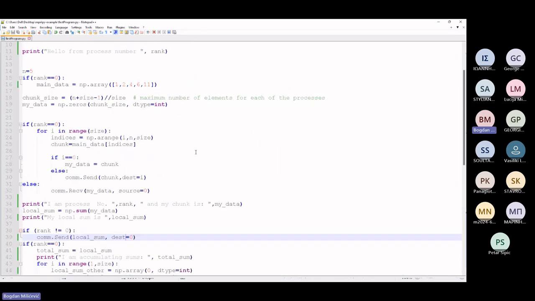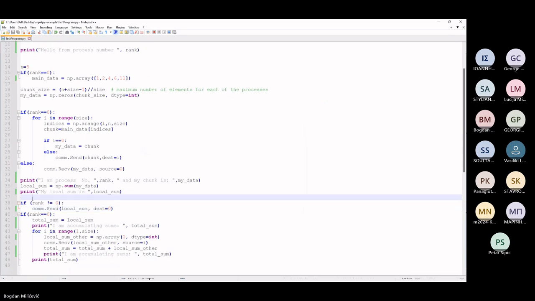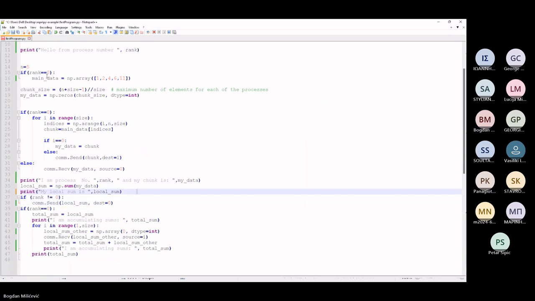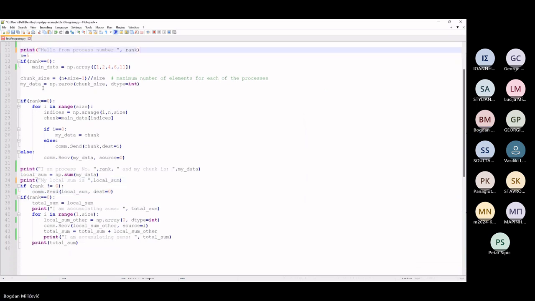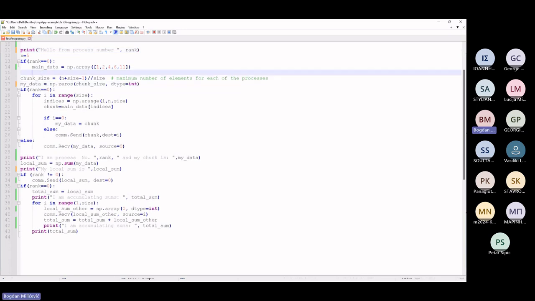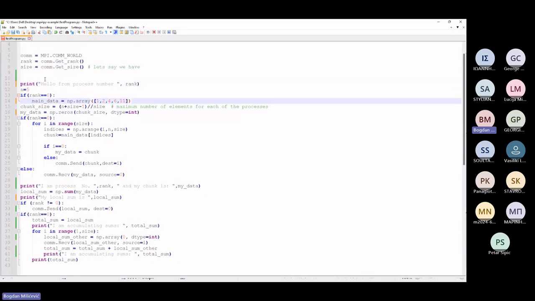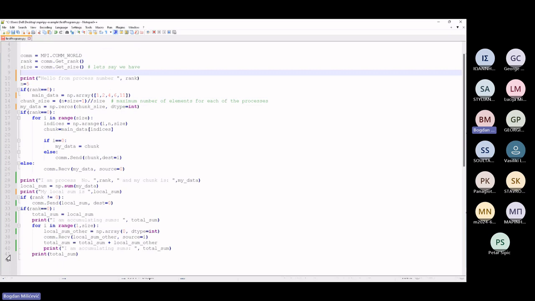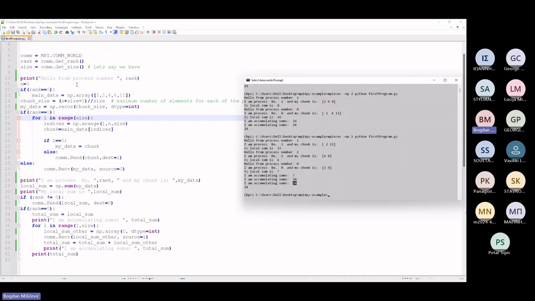Maybe I should zoom out a little bit so you can see all of the printing statements in code while looking at the output. I think you can see this clearly enough. If not, please tell me.